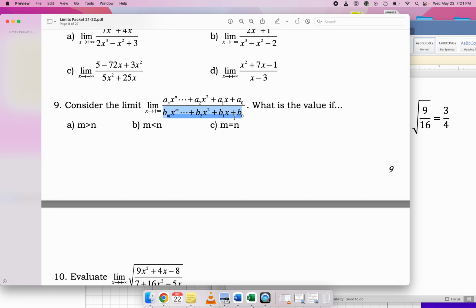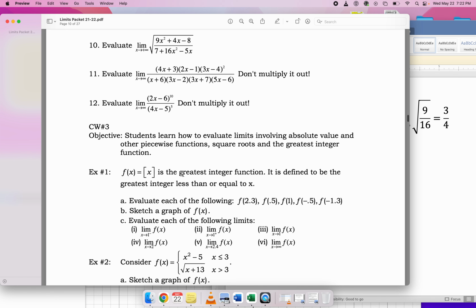On the other hand, if the denominator degree is bigger, then the denominator is growing more quickly than the numerator, and so overall the value of the fraction is getting smaller and smaller, and the value of the fraction is approaching 0. And then finally, if the degrees are equal, in that case, you wind up with the limit being the ratio of the lead coefficients, a sub n over b sub n.